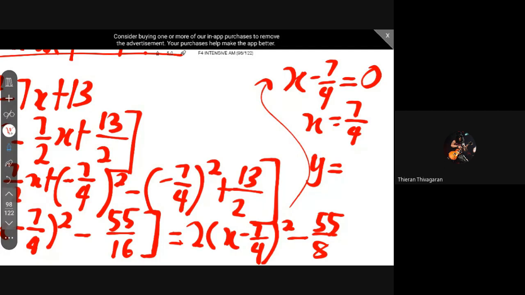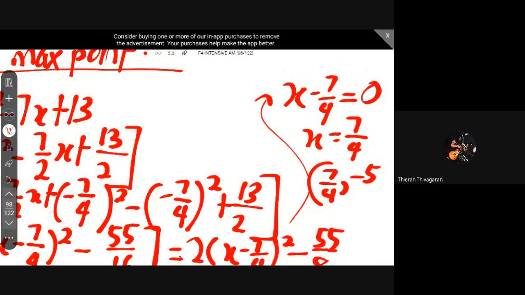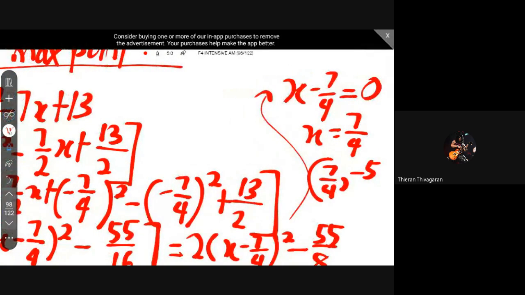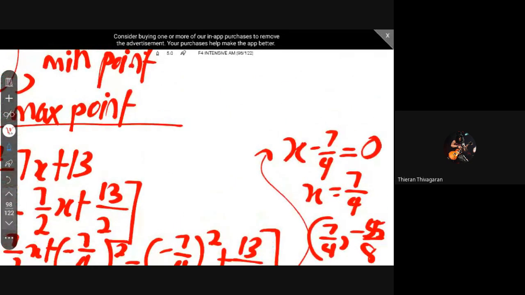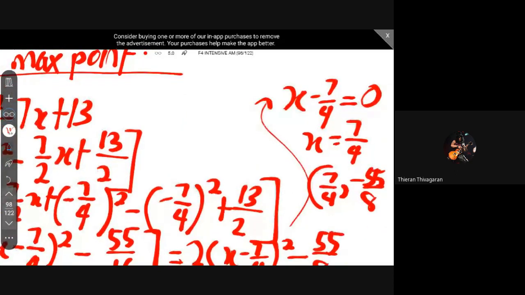Okay, so coordinate minimum saya boleh tulis secara terus. 7 over 4, and then comma, negative 55 over 8. Okay, this is your minimum coordinate, minimum point.